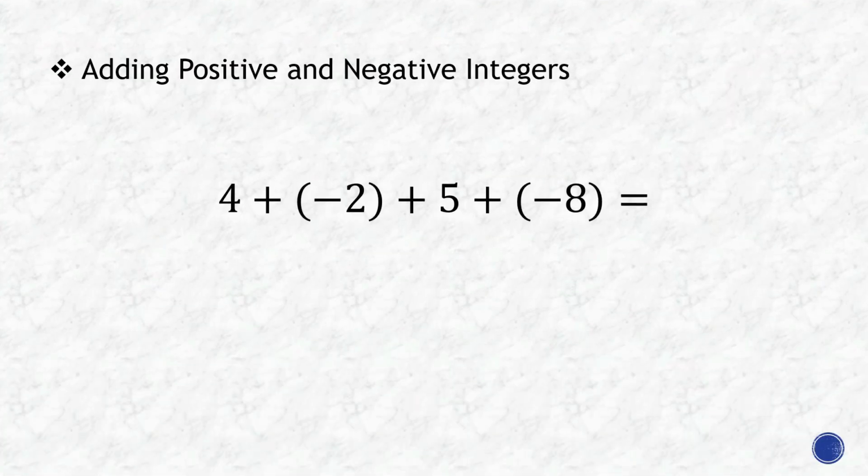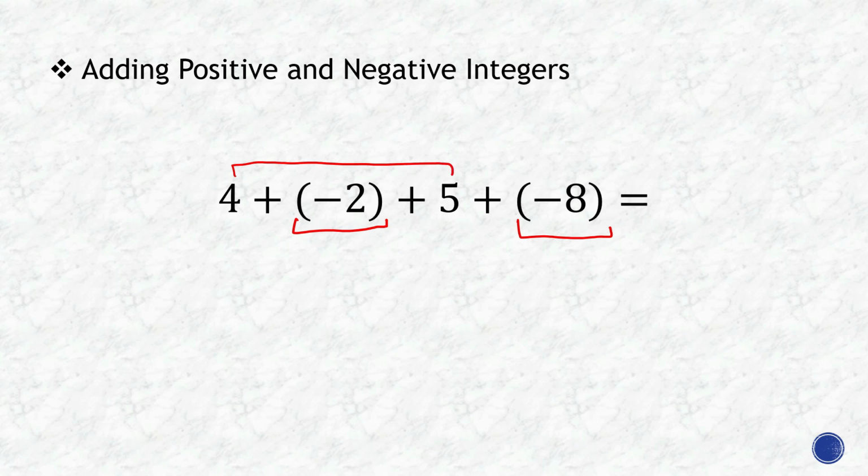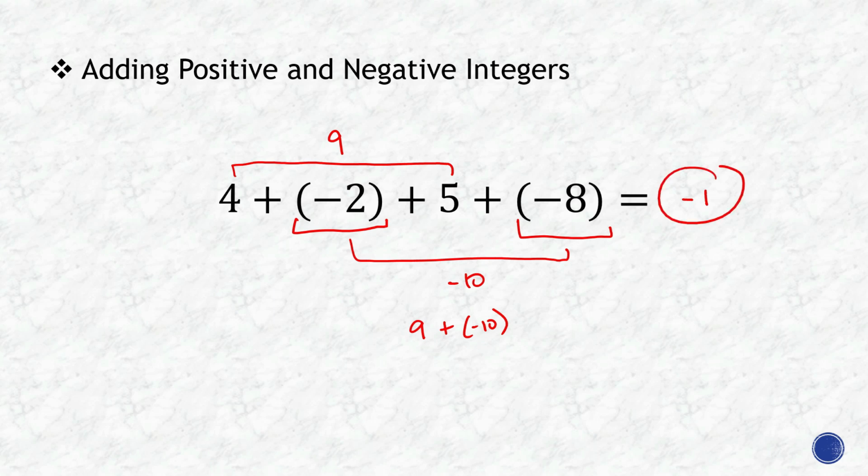Let's go to the last example. All right, so here we have two positive and two negative. So we need to add the negatives and the positives. Okay, let's add the positives. 4 plus 5, that's 9. And then here, negative 2 plus negative 8, that's negative 10. So this is 9 plus negative 10. They have different signs, and since the larger number is negative, the final answer will be negative. And then we need to subtract them because they have different signs. 10 minus 9 equals 1. So the answer is equal to negative 1.